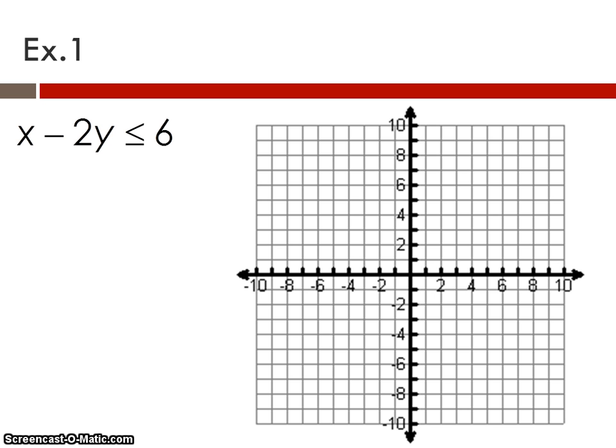All right, so we're going to look at this example. We have x minus 2y is less than or equal to 6. Step 1 told us that we need to put it in slope-intercept form, which in order to do that, we have to solve for y. So the first thing we're going to do is try to get y by itself. So I'm going to first subtract x.